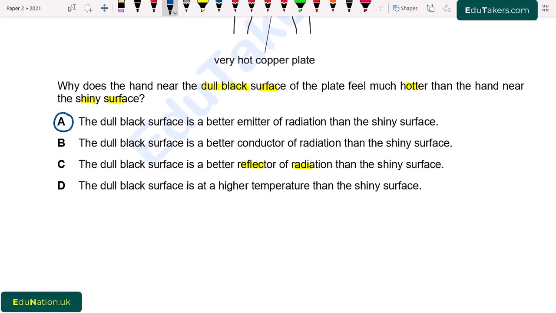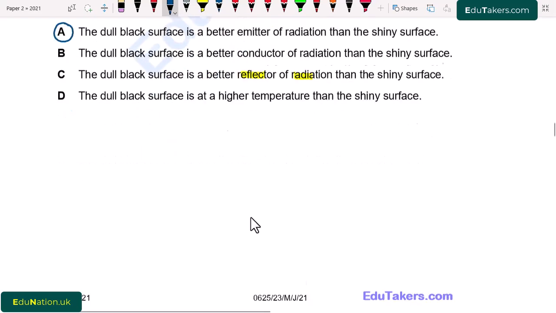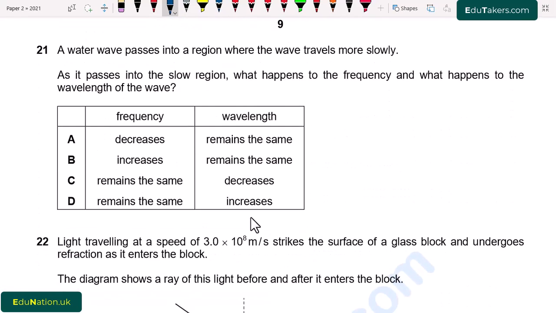It will be the first one, A, which shows that the dull black surface is a better emitter of radiation than the shiny surface. It is also the best absorber but not a good reflector.